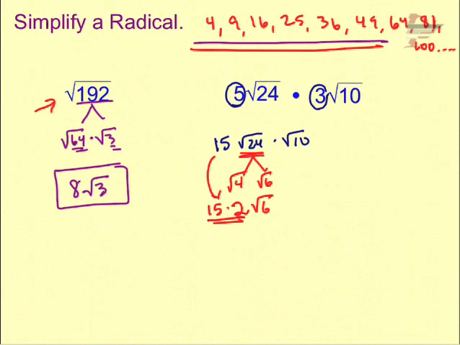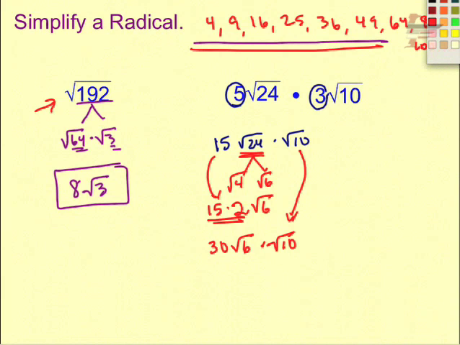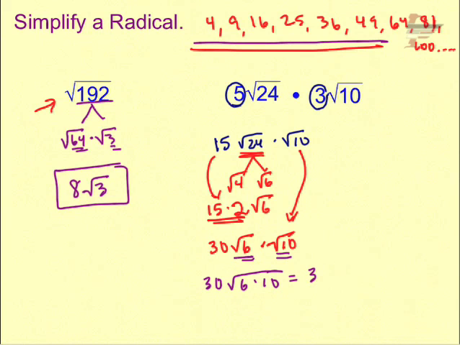Now 15 times 2 are both numbers outside of our radical, so we can multiply those together. So we have 30 root 6. Then, I'm going to bring down this other square root of 10 we haven't thought about yet. We can use our product property of radicals in a backwards way: if we have 2 radicals multiplying together, we can put those together. So we have 30 times the square root of 6 times 10, which is 30 times the square root of 60.